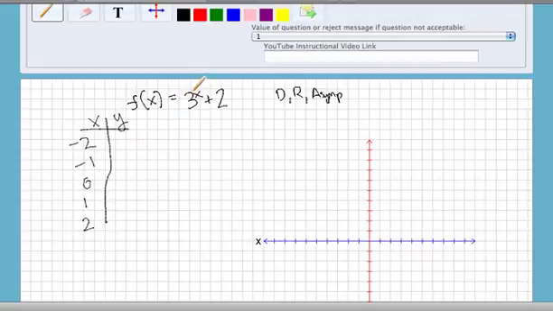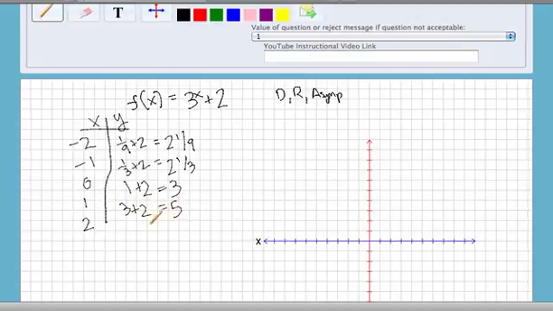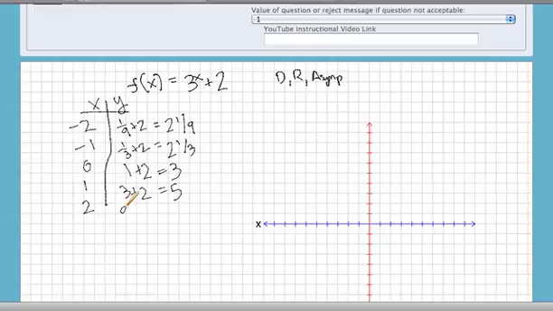Okay, so if I plug in -2, 3 to the -2 is 1/9 plus 2. Okay, so I'm going to write this as 2 and 1/9 versus an improper fraction. If I plug in -1, I get 3 to the -1, which is 1/3, plus 2. So this is 2 and 1/3. Okay, plug in 0. 3 to the 0 is, yep, you guessed it, 1, plus 2 equals 3. Plug in 1, you get 3 to the 1, which is 3, plus 2, which is 5. Okay, plug in 2, 3 squared is 9, plus 2 is 11.